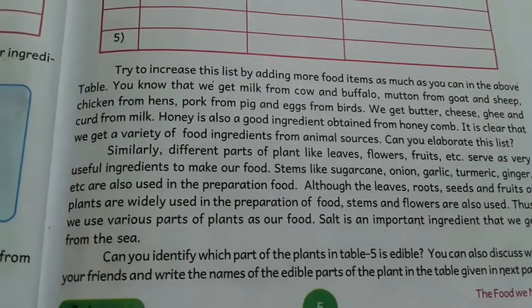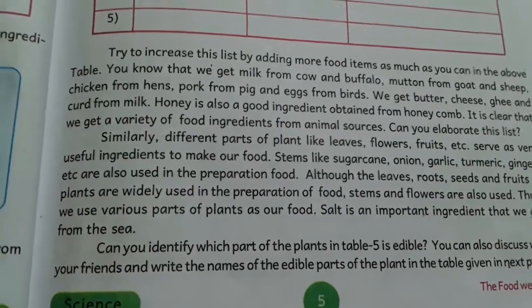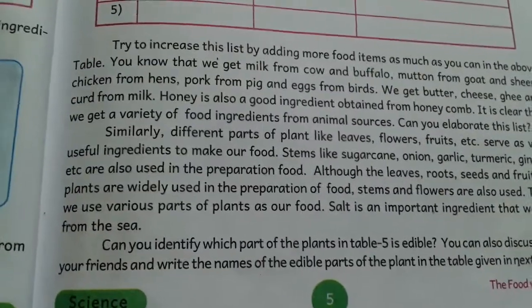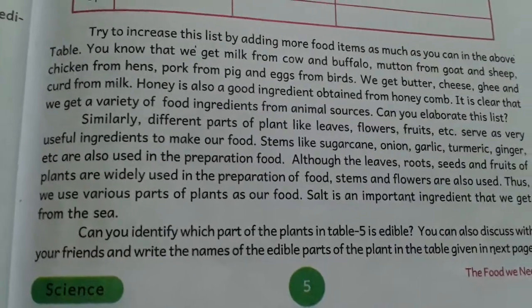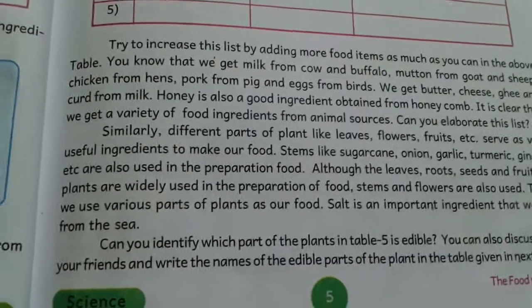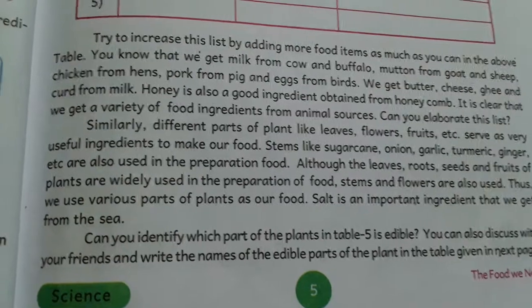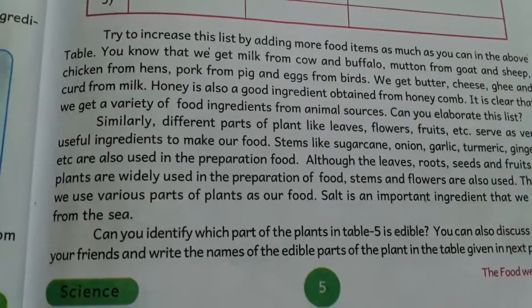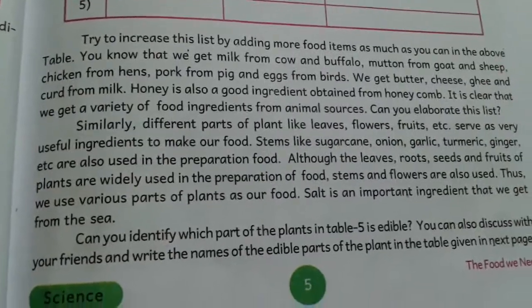And we get milk from cow and buffalo, mutton from goat and sheep, chicken from hens and pork from pig. And what is the meat of pig? Pork. And eggs from birds. We get butter, cheese, ghee and curd from milk. And honey is also a good ingredient obtained from honeycomb. And it is clear that we get a variety of food ingredients from animal sources. Can you elaborate this list?